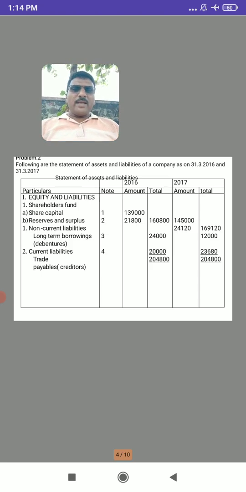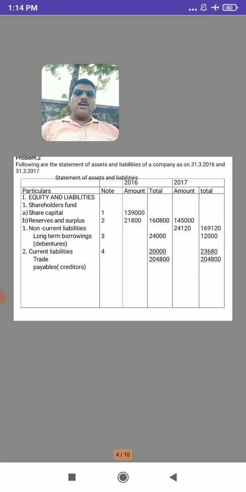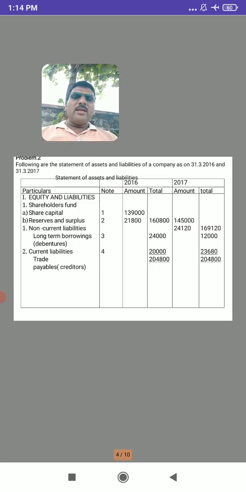So if information regarding 2 years, or 2 years' balance sheets, is given, there we have to calculate the increase or changes in the working capital, whether there is any increase or decrease in the working capital. So here the following information is given. Here one company's information is given.